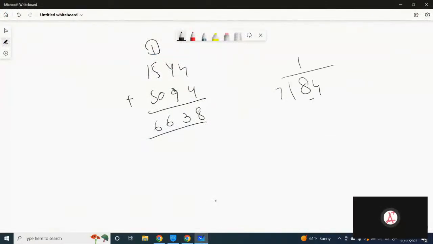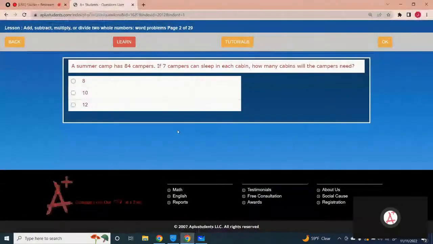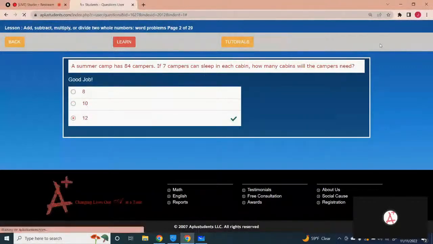So 7 times 1 is 7. 8 subtract 7 is 1, bring 4 down. 7 times 2 is 14. That means it is 12. Got it? So 12 is the correct option. Just select the correct option and click on the OK button.